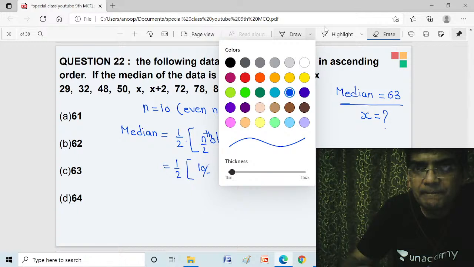So I need 10 upon 2th, and the next is... 10 upon 2 means the 5th observation, and then 10 upon 2 plus 1, the sixth observation. So I have arranged the formula for the median. This is how we are going to arrange the formula for the median.